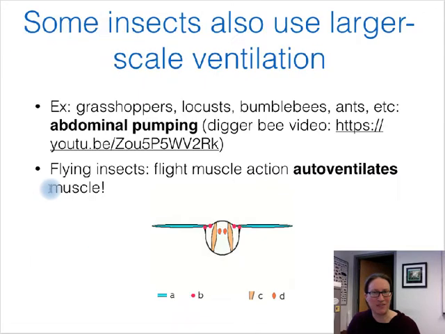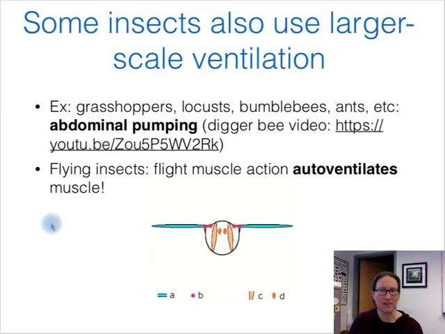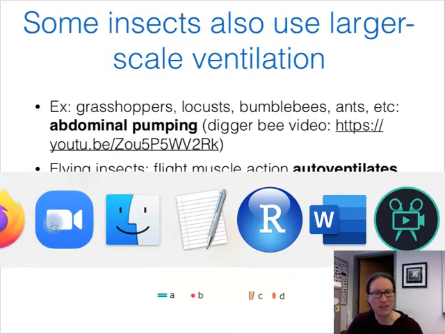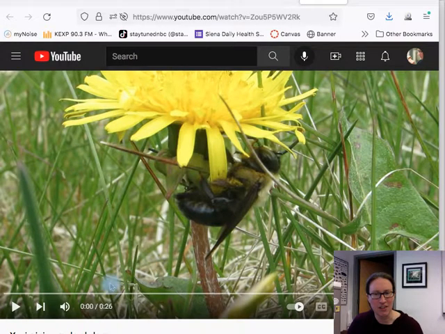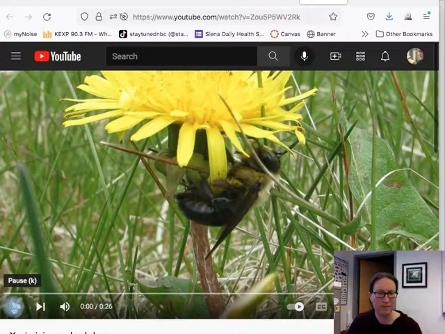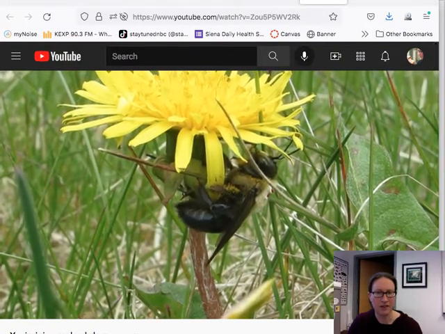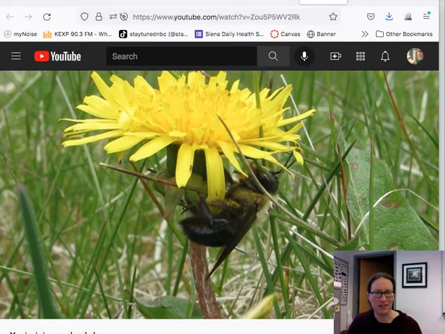So maybe they're not so passive after all. There are also insects that will use some larger scale ventilation strategy. So in insects like grasshoppers, locusts, bumblebees, and ants, if you watch them closely, you can see many of them engaging in abdominal pumping. So I have a video of a digger bee here that is engaging in some abdominal pumping. So that's going to expand and contract the abdomen, and that's again going to squeeze and release the tracheal tubes that run through the abdomen. Okay, so here's our digger bee breathing.